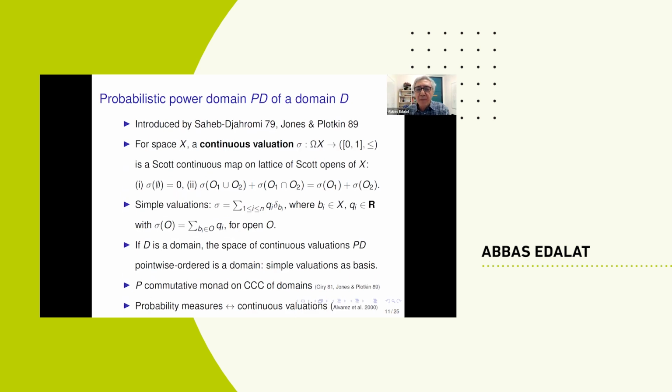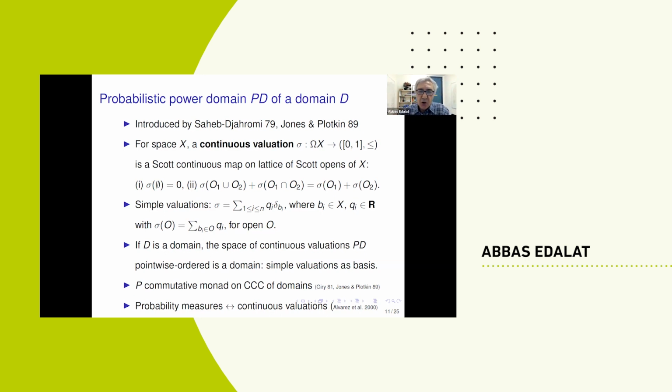So the probabilistic power domain of a domain, and by domain I mean a continuous DCPO, was introduced first by Saeb Jahromi in '79 when he was a postdoc at Edinburgh, and the elements of it were introduced by him. And some 10 years later, a student of Gordon Plotkin, Claire Jones, developed in her thesis a mature presentation of the probabilistic power domain for all continuous domains. For continuous domains, they have a very, very elegant property.